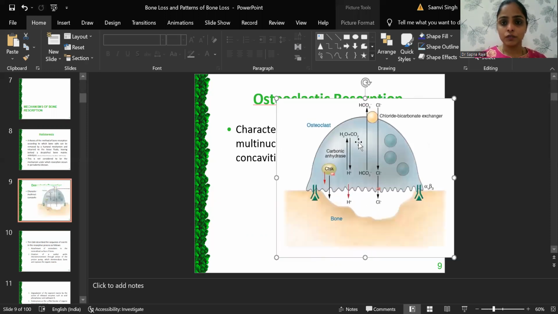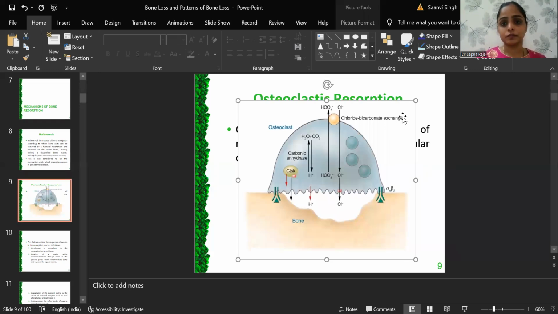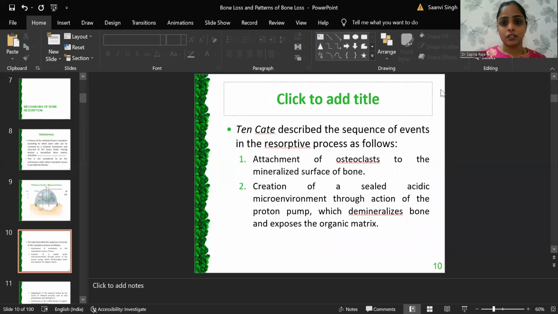Here you can see in the picture that there is osteoclast formation, and carbonic anhydrase is present, which leads to hydrogen and chloride intake. When the chloride-bicarbonate exchanger is present, the process takes place, osteoclast formation, and then the bone mineralization takes place. Then what happens? There is attachment of osteoclast to the mineralized surface of the bone, creation of a sealed acidic microenvironment through action of the proton pump, which demineralizes bone and exposes the organic matrix.